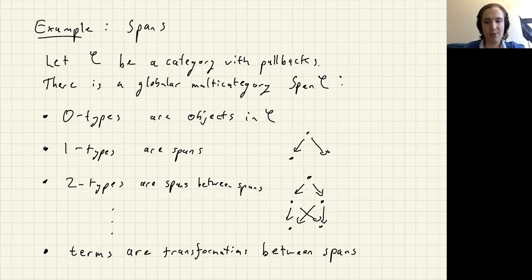Here's another useful example. If we start off with a category with pullbacks, then there's a globular multi-category span C whose types are spans and spans between spans and spans between spans between spans and so on in C. To understand the terms, well, the simplest sort of terms are just going to be natural transformations between spans. But more generally, if we have some globular pasting diagram of spans, we'll first have to compute its limit using a bunch of pullbacks, and then look at transformations from that to understand what the terms are.